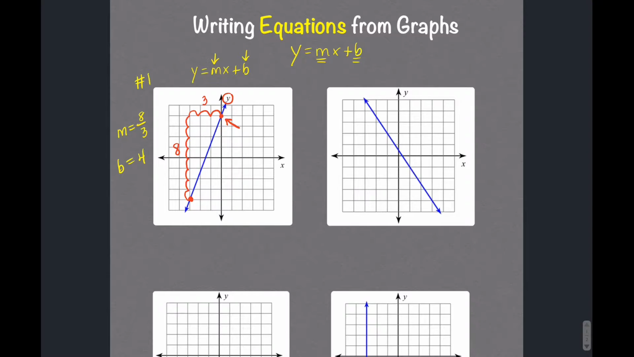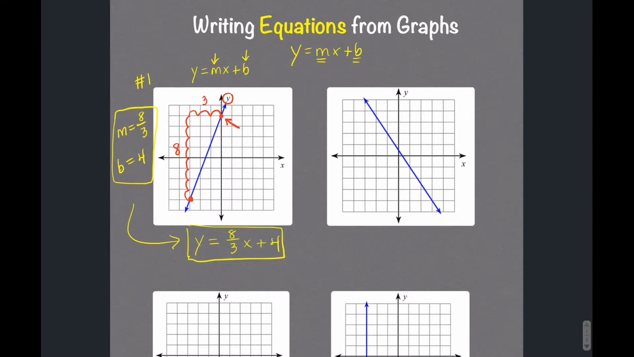Now that I have these two things over here, my slope and my y-intercept, it's just as simple as taking the equation from the top, starting with y equals, and replacing m with my slope, which I found to be 8/3, and leave it as 8/3. Don't make it a mixed number. x plus b, which is 4, and there is your equation for the graph of this line.